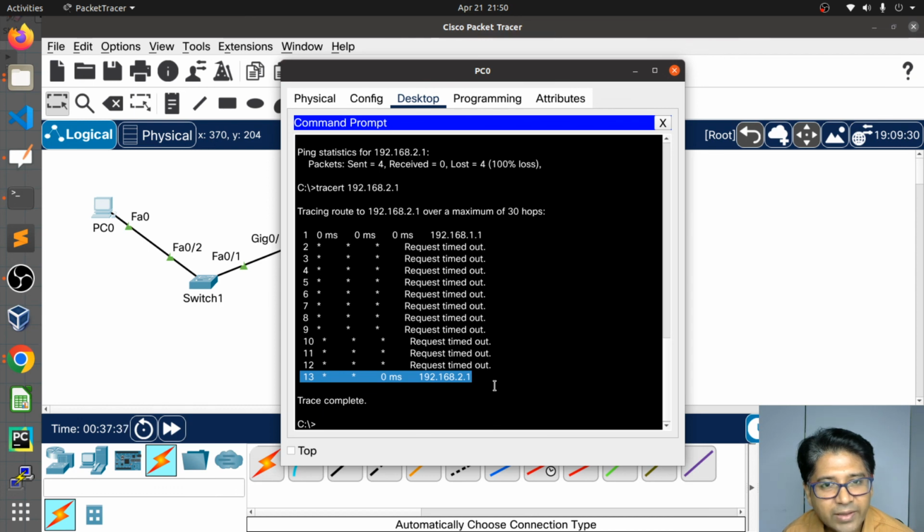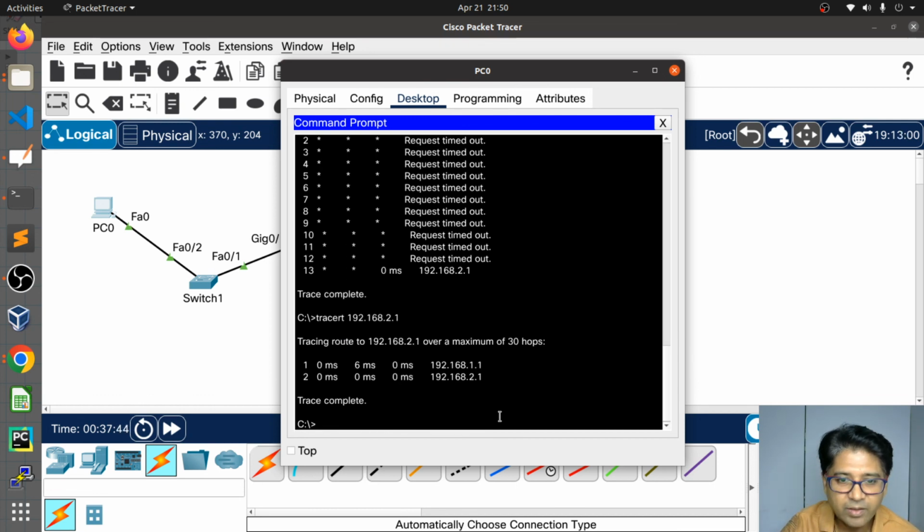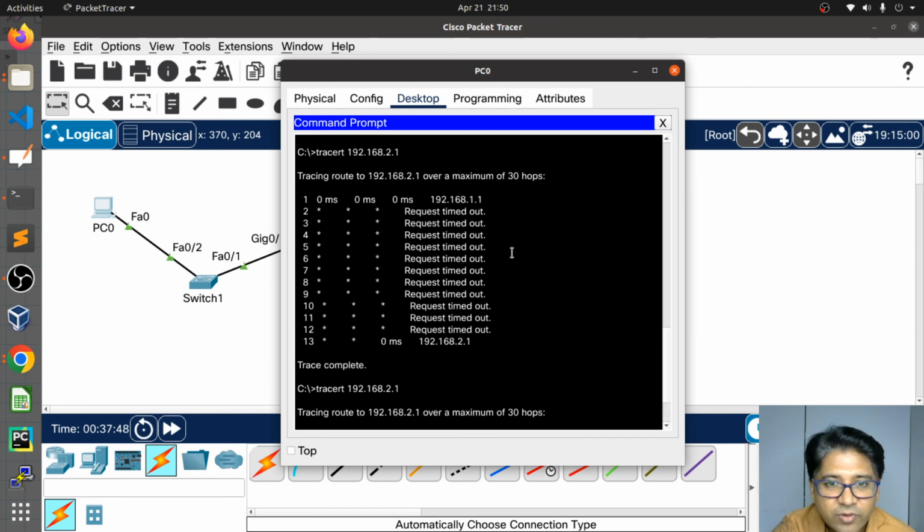What are you doing, guys? Yes. So do you understand? Let's do tracert again. You can see. So you understand the bidirectional. I'm going to stop because we did not get it.